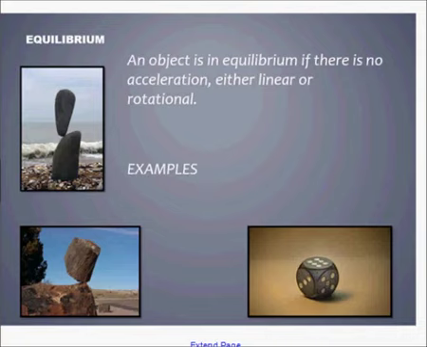We got some images here. These things are essentially in equilibrium, okay? They're stationary, they're not moving anywhere. And there's two things that will define equilibrium, enable a body to be in equilibrium, and we'll look at those later. But an object is in equilibrium if there is no acceleration, either linear or rotational. So it's not just the fact that this object here may not be moving anywhere, okay? It's also the fact that this thing here may not be rotating as well, okay? So it's not rotating.